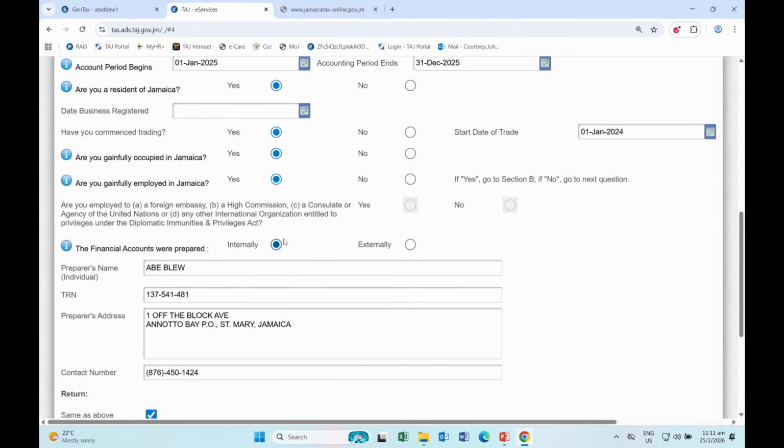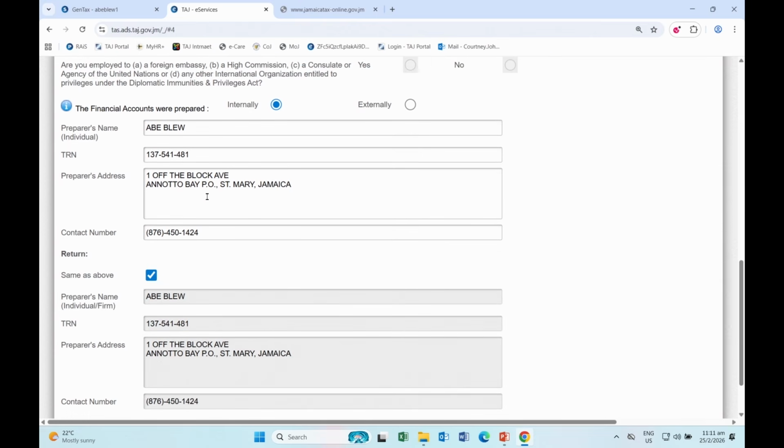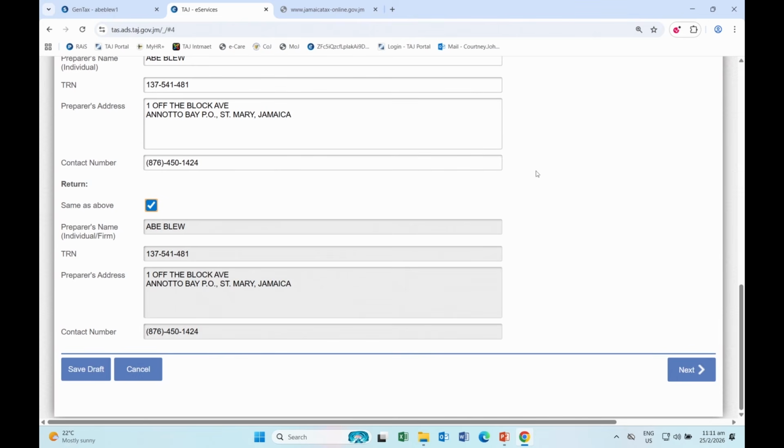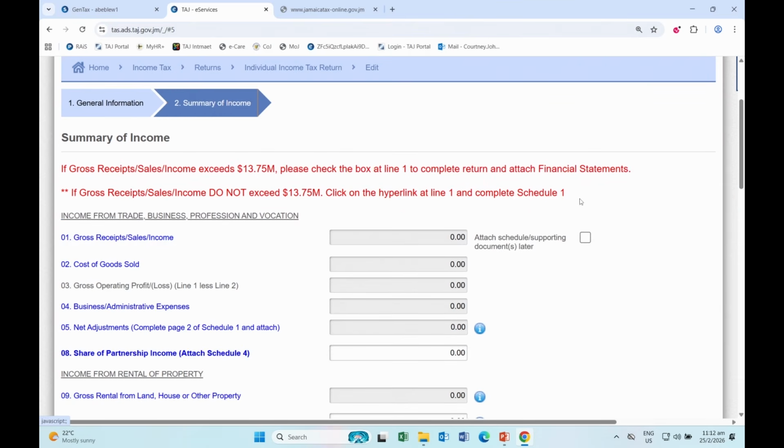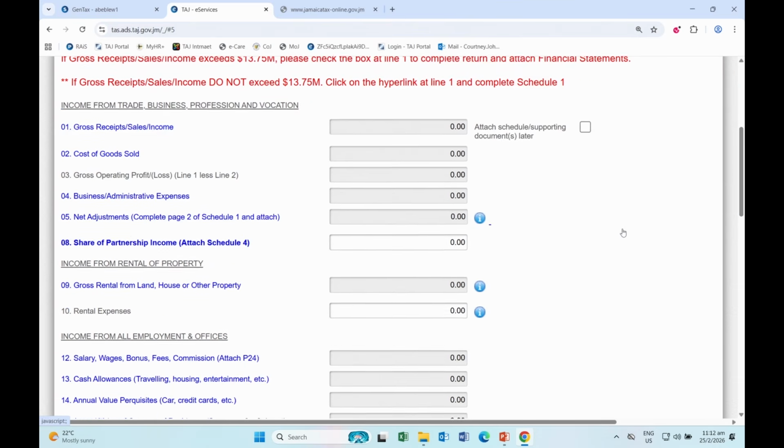So Mr. A Blue is preparing his own. So he would have entered his name, his TRN, his address, and phone number. The information that he enters will be replicated below if the information is the same. If it is not, you may uncheck the box and enter this different information. Now, once you have satisfied all of the required fields on this page, you're going to click on Next. All right, now Next takes us to Section B of the return.